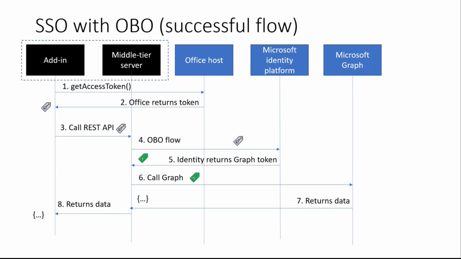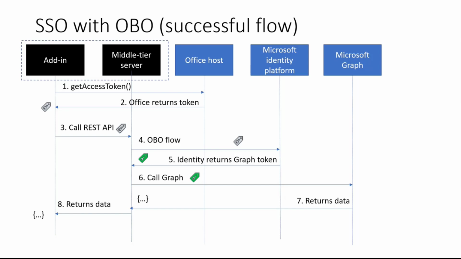So the way it works is your add-in is going to call getAccessToken. That's an Office.js API that the Office host exposes. And then the Office host will return to you, for the currently signed in user, an access token.